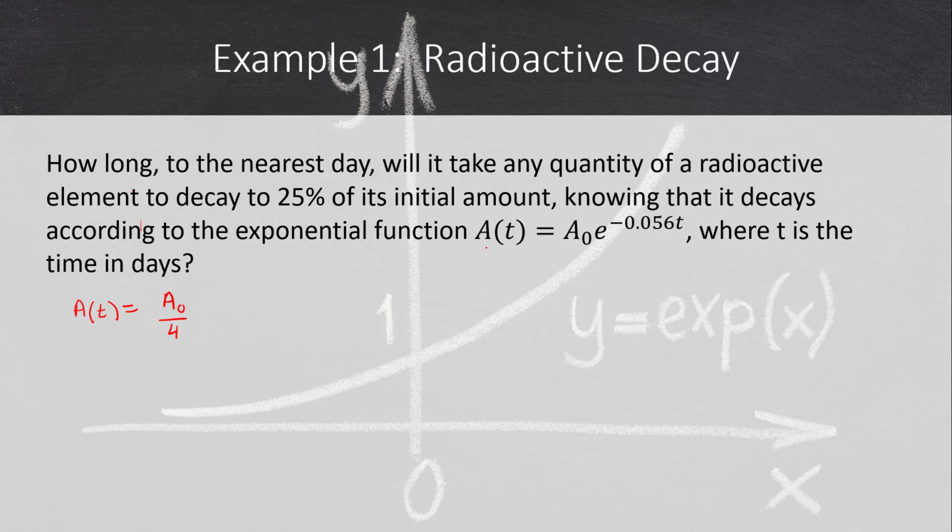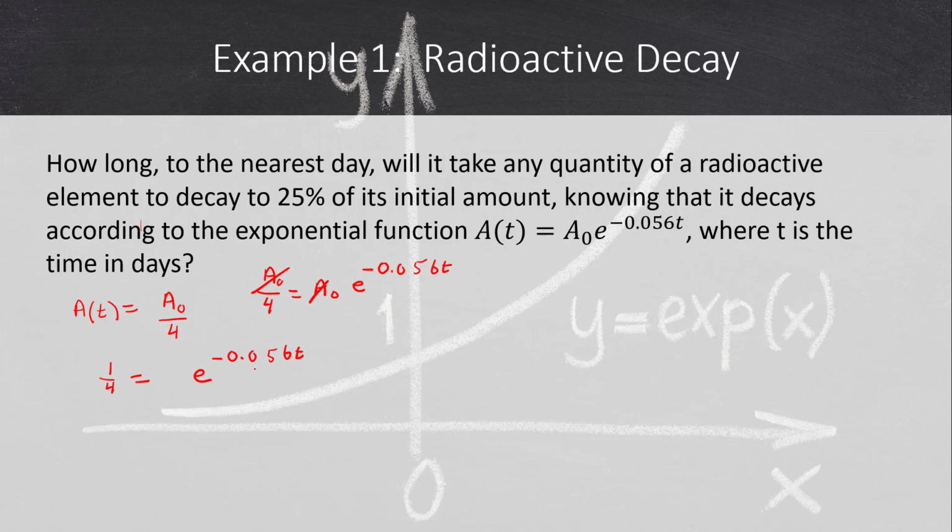Okay, so that basically sets up our equation. We are going to have that A naught over 4 is going to be equal to A naught times e to the negative 0.056t. Of course, these will cancel. And what we're left with is 1/4 is equal to e to the negative 0.056t. Now, once again, we're trying to figure out what t is.